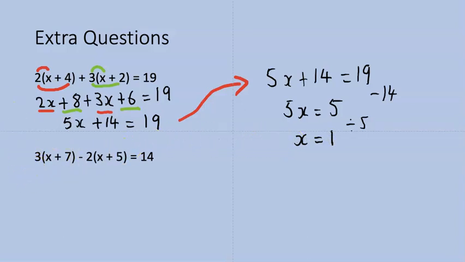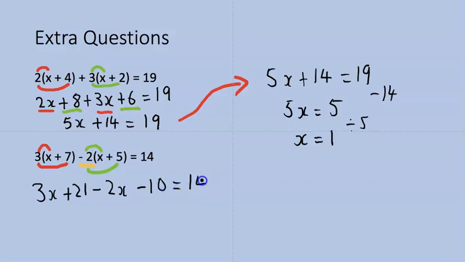Now I'm going to deal with the bottom one in exactly the same way. So I do 3 times x, that gives me 3x. And then 3 times 7, that gives me 21. Now here's the bit that's different. This time, I've got minus 2. So I'm going to times minus 2 by x. That gives me minus 2x. And then I've got minus 2 times 5. Minus 2 times 5 is minus 10.